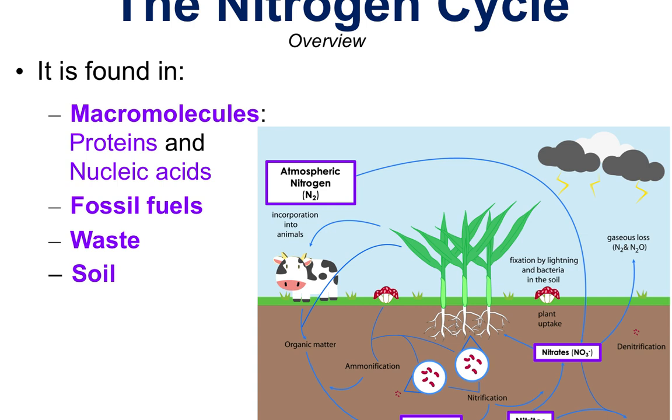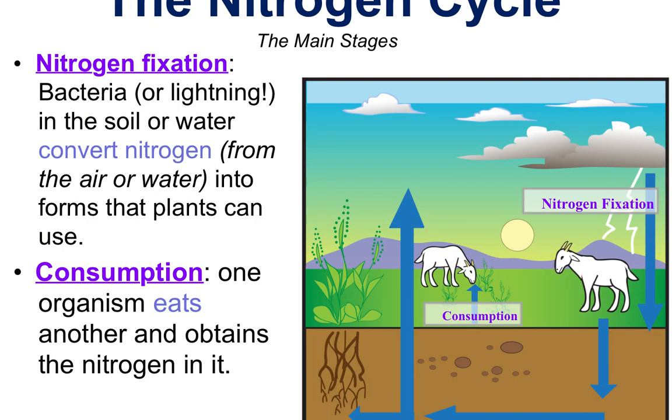Nitrogen is found in macromolecules. Typically proteins and nucleic acids are what you hear about nitrogen being found in the most, but we can also find it in our waste products. Also, it's in the soil, of course, which we'll learn about at length in a minute, and of course fossil fuels. The most important thing is that nitrogen needs to be fixed.